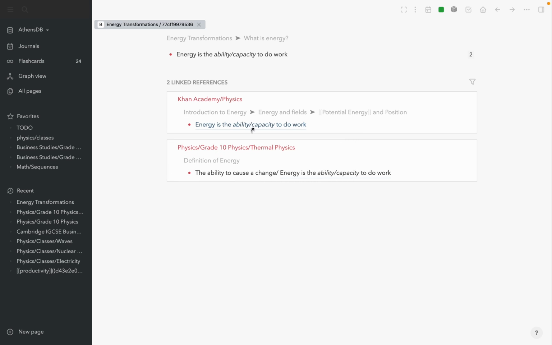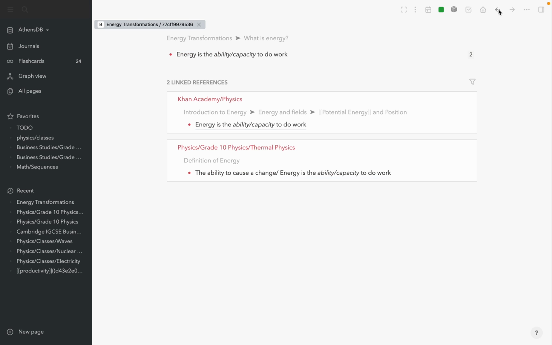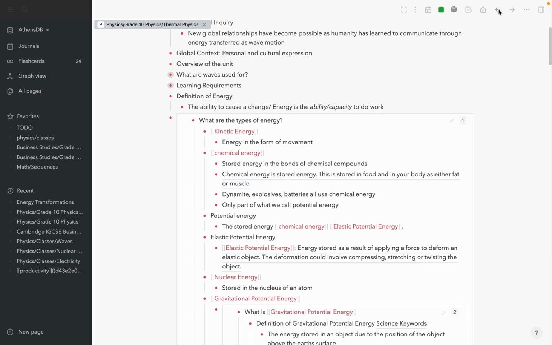I've also talked about this in some notes that are taken from Khan Academy, so I can go here and read a bit about that if I want to. But what this basically shows is that you can quite easily connect your knowledge. You can, in a way that's different from most other note-taking apps, actually explore context of the notes that you take. You can relate them much easier to the past notes that you've taken.